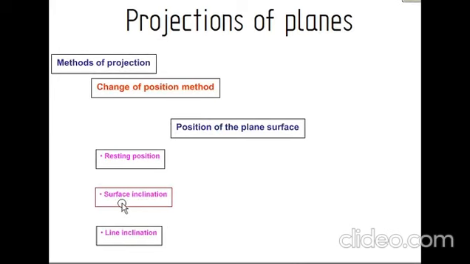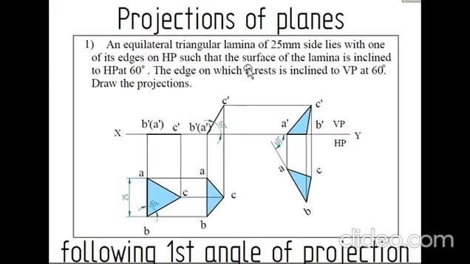First, consider the surface inclination. In the problem, you can see the surface of the lamina is inclined to HP at 60 degrees. So one has to identify that the lamina has to be placed on the HP plane, and we follow the first angle of projection. In first angle of projection, the VP plane will be above the XY line and the HP plane will be below the XY line. And now we know that the lamina has to be placed on the HP plane.